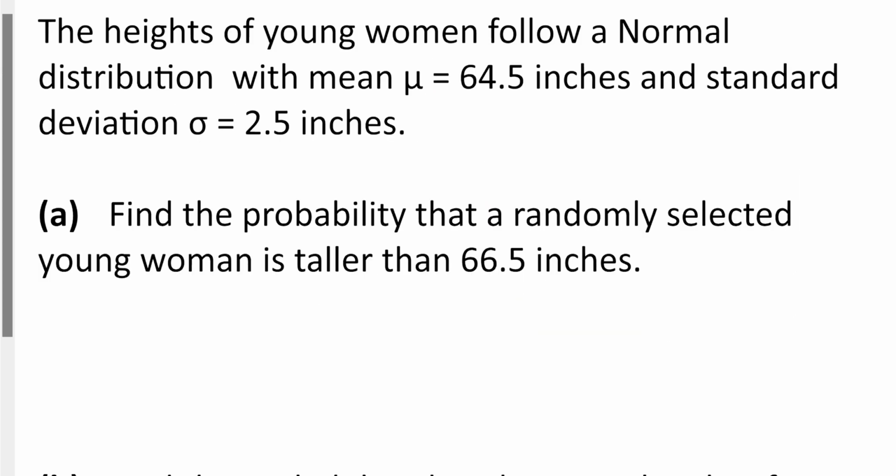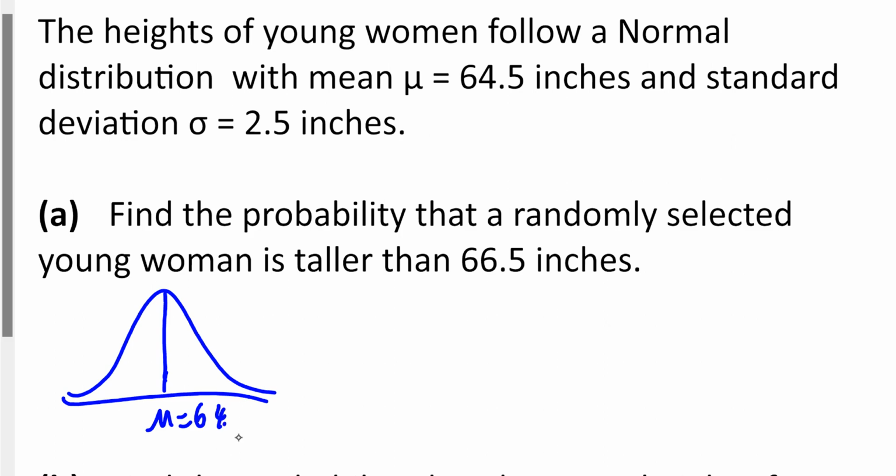The heights of young women follow a normal distribution with mean of 64.5 inches and a standard deviation of 2.5 inches. Find the probability that a randomly selected young woman is taller than 66.5 inches. This is something that we could have answered back in chapter 2, where we first started talking about normal distributions. Because we know for all women it is a normal curve. The mean is 64.5 inches and a standard deviation of 2.5 inches. And we're just asked, what's the probability that a young woman would be taller than 66.5? So 66.5 inches here and higher.